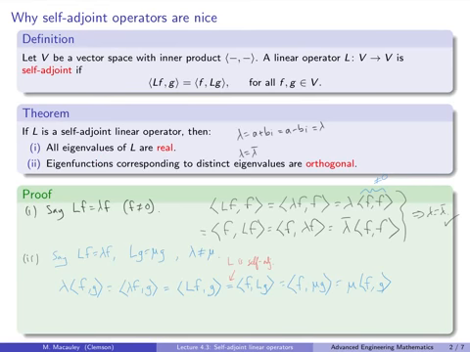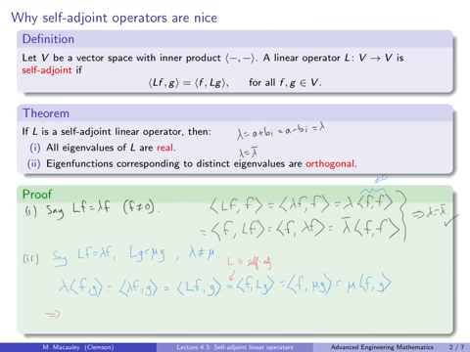So now what we have is two different numbers, lambda and mu. So f dot g, lambda times this thing equals mu times this thing, and lambda and mu being different means that that thing, f dot g, must be 0. If you prefer, I can say it like this.